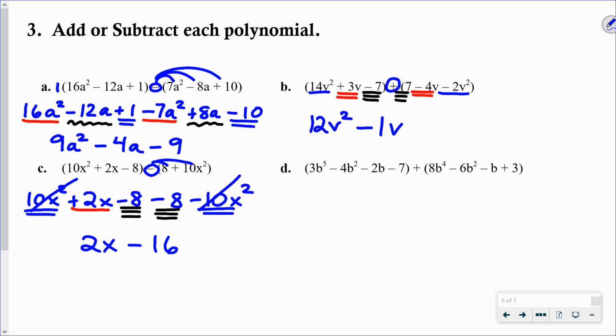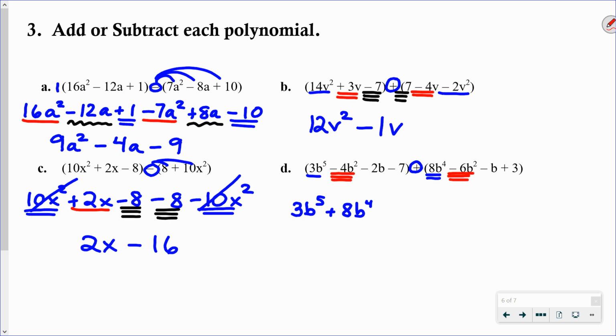Part D is an addition problem, so that's fairly easy. We just have to look to combine like terms. And I want to start with the term with the highest degree. So I have a b to the 5th, and there are no other b to the 5ths, so I just write that down. Then I go to the b to the 4ths. There are no other b to the 4ths, so I bring that term down. Then we go to b to the 3rds, and there actually are no b to the 3rds, so we can skip that.